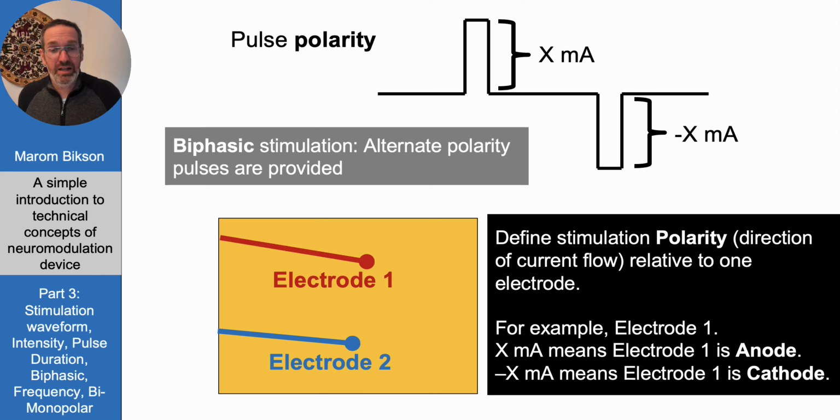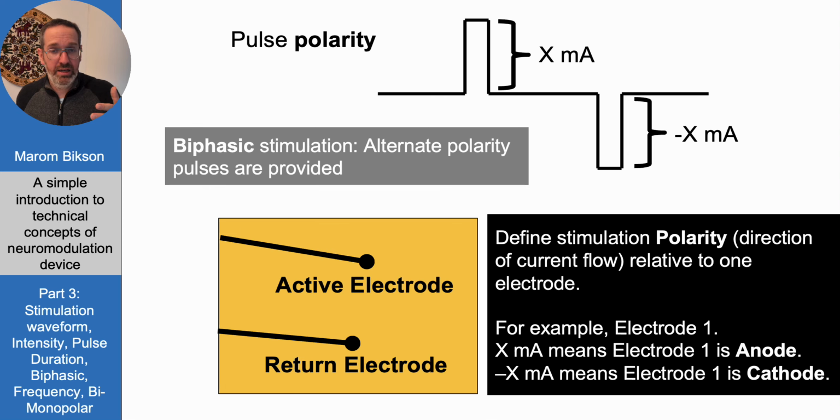So we simply have to define an electrode that is the one we're going to be defining the polarity in terms of. Often we will have an electrode that we consider more important. We'll call it the active electrode, and another electrode that we might call the return. Now, active and return are terms of convenience, but let's say one electrode is right near the brain region I'm really interested in. I'm going to call that the active. The return electrode is near a brain region I'm not interested in, so I'm going to call that the return. And now I'm going to start defining polarity, as in plus 1 milliamp or minus 1 milliamp, in terms of the active or in terms of the return electrode.